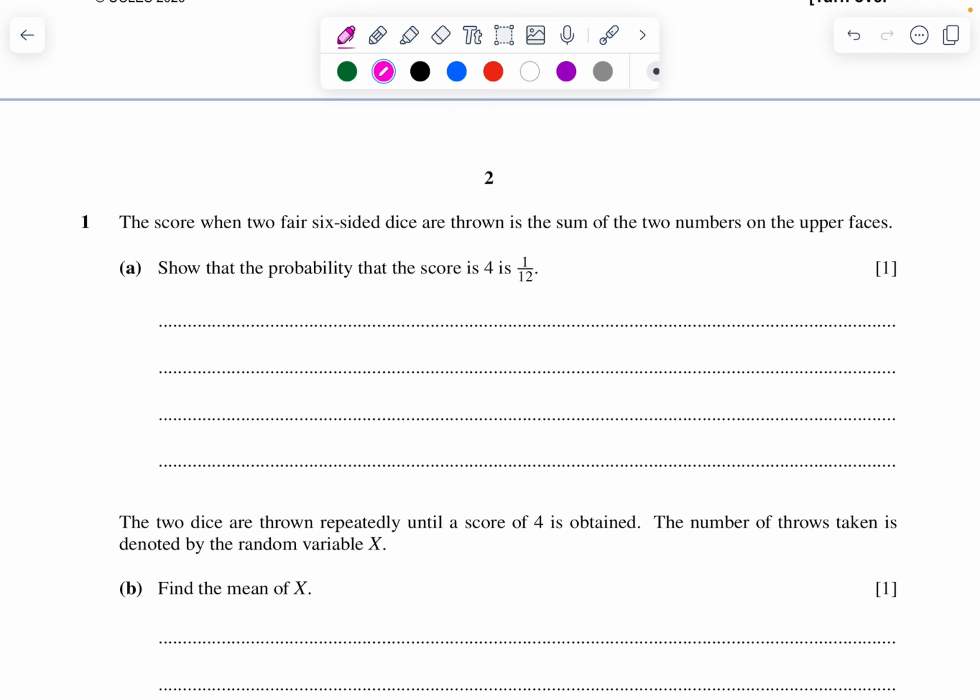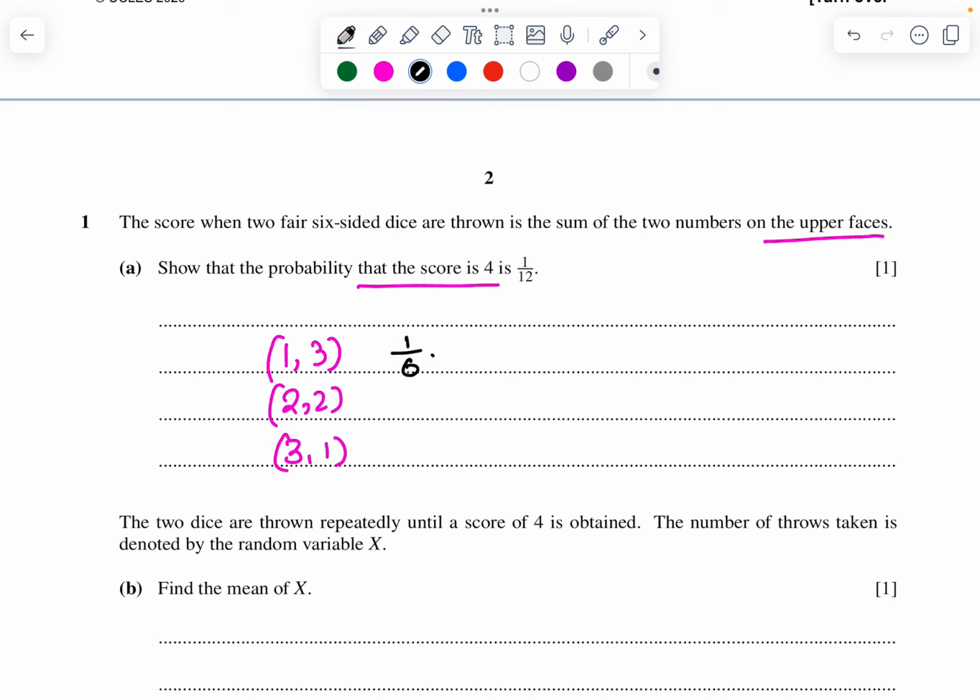The score when two fair dice are thrown is the sum of the two numbers on the upper faces. Show that the probability of getting a 4 is 1/12. How can I get a 4? I can get either 1, 3, or 2, 2, or 3, 1. This is the way I can get a 4.